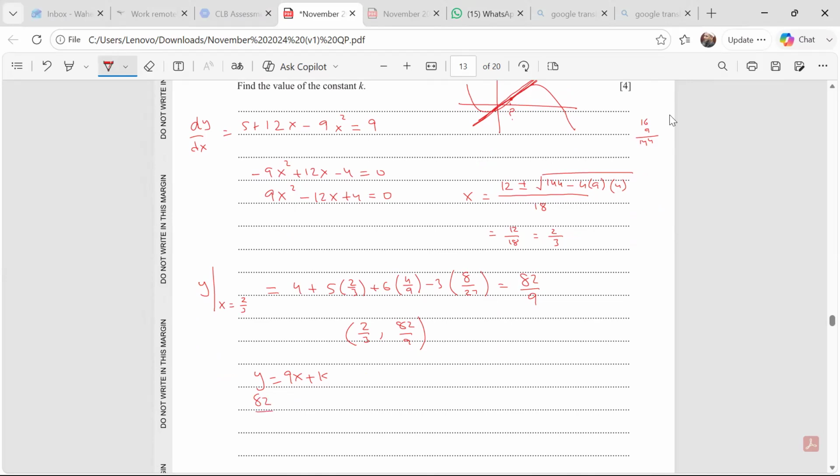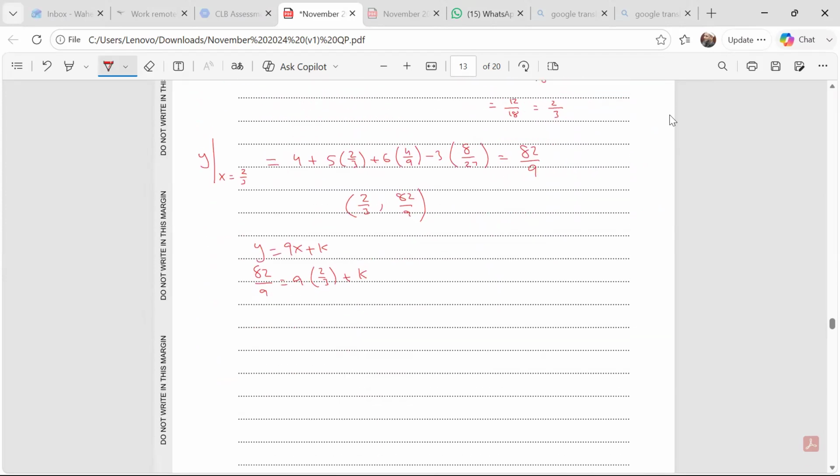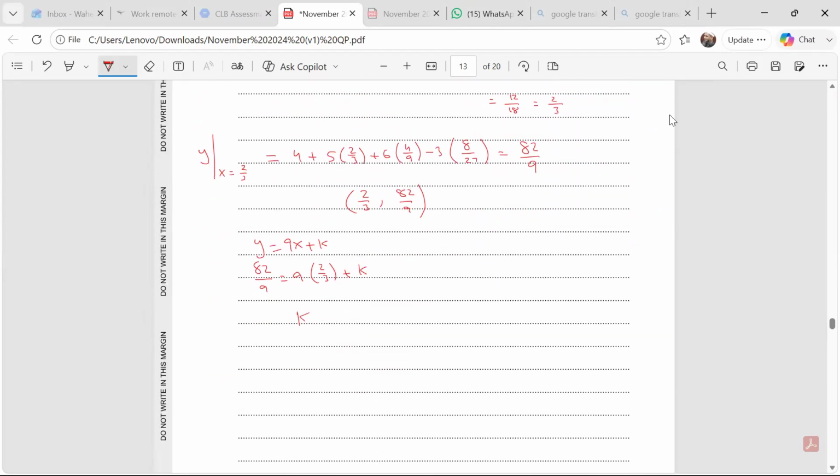So y is going to be 82 over 9 equal to 9 times 2 by 3 plus k. From here we can calculate the value of k. So k equals 82 by 9 minus 6. Am I right? 82 by 9 minus 6, and this comes out to be 28 by 9. So this is the value of k, which will make this straight line tangent to the given curve.